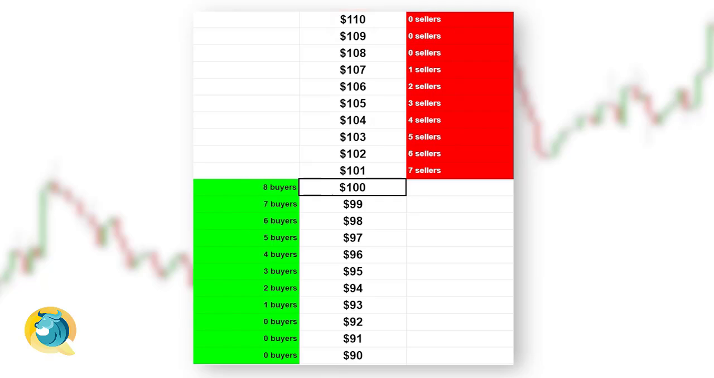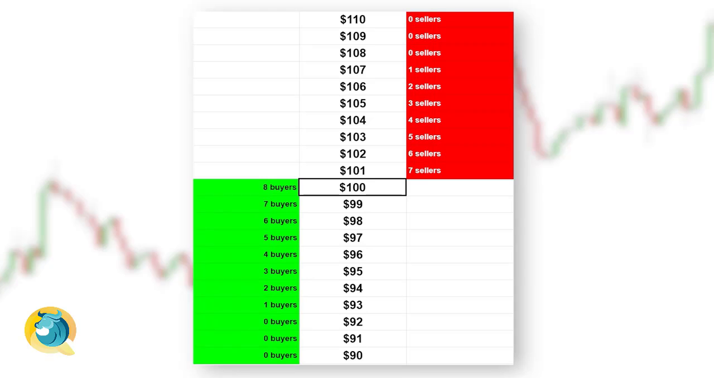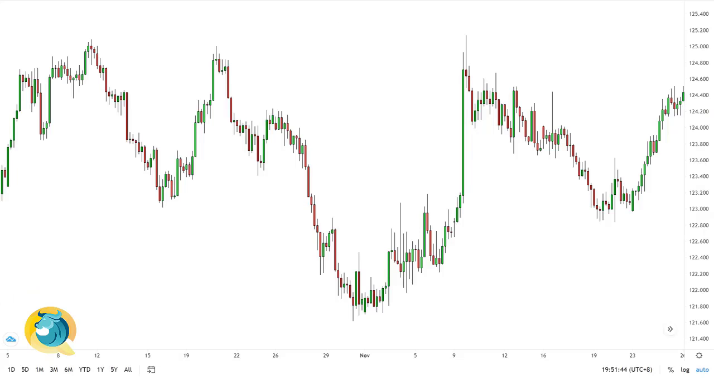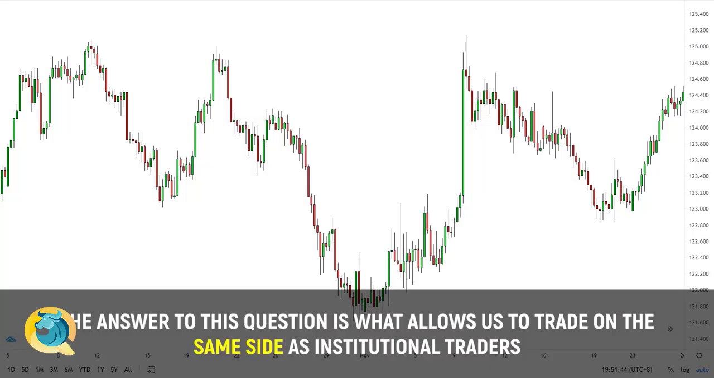If, however, there were not many buyers or sellers at these price points, then that market is said to have low liquidity. If we wanted to trade large amounts of money at one of these price points, there simply would not be enough people to take the other side of our trade. Now put yourself in the shoes of an institutional trader who's trading many millions of dollars at once. What would you do if you knew there wasn't enough liquidity available to fill your order at the price you want? How could you get around this problem? The answer to this question is what allows us to trade on the same side as institutional traders.